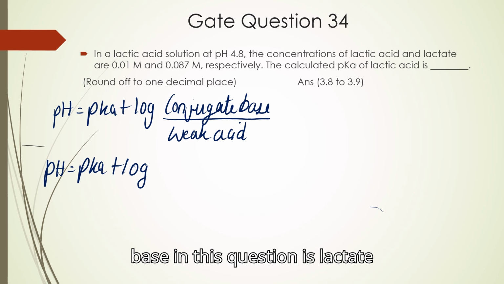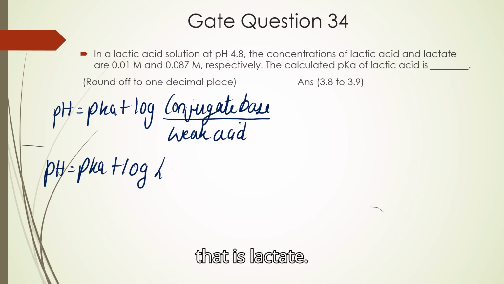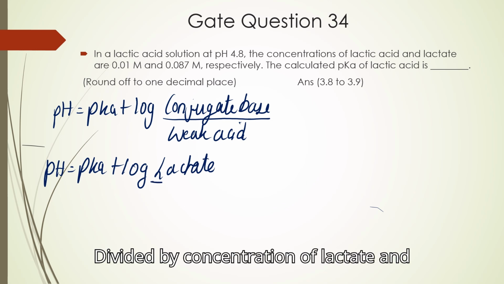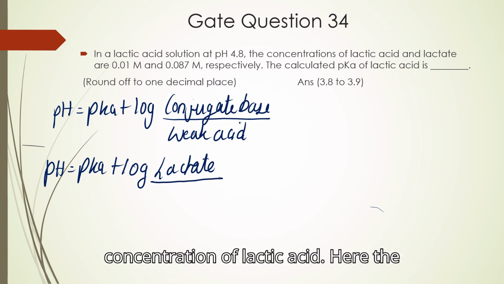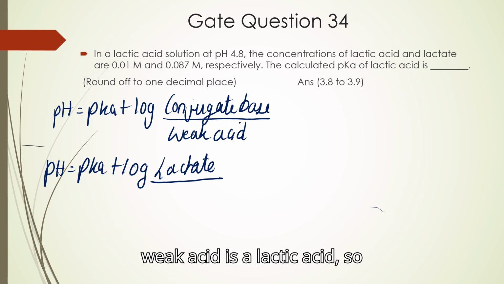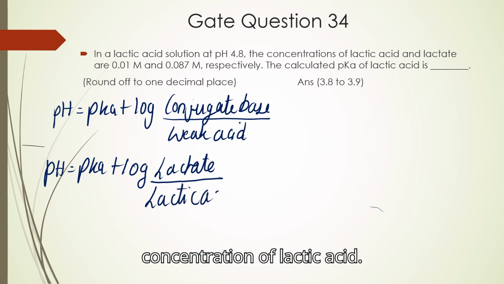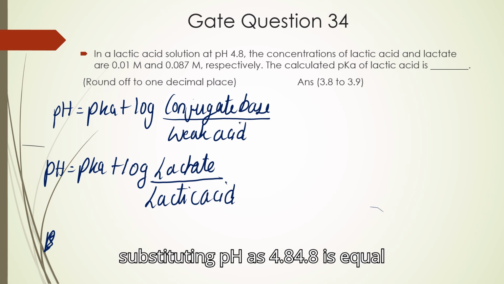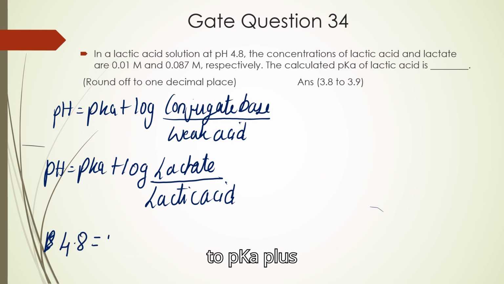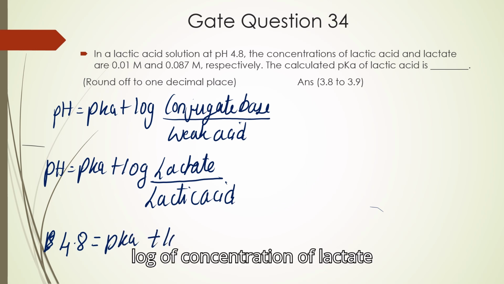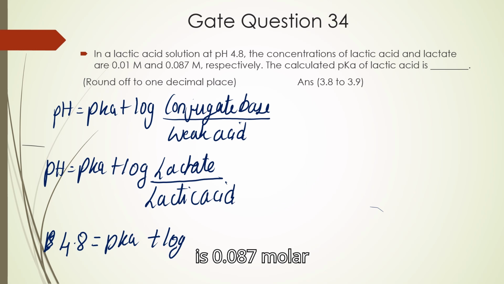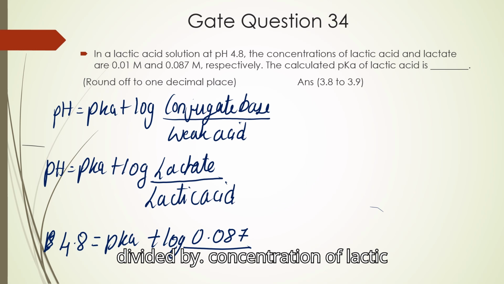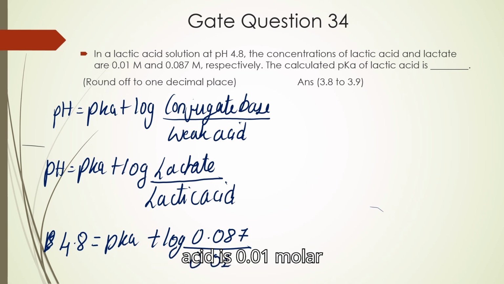So by solving this equation, pH is equal to pKa plus log. Here the conjugate base in this question is lactate, so it is the concentration of lactate divided by the concentration of lactic acid. Here the weak acid is lactic acid. pH is given, that is 4.8. So substituting pH as 4.8, 4.8 is equal to pKa plus log of concentration of lactate, 0.087 molar, divided by concentration of lactic acid, 0.01 molar.